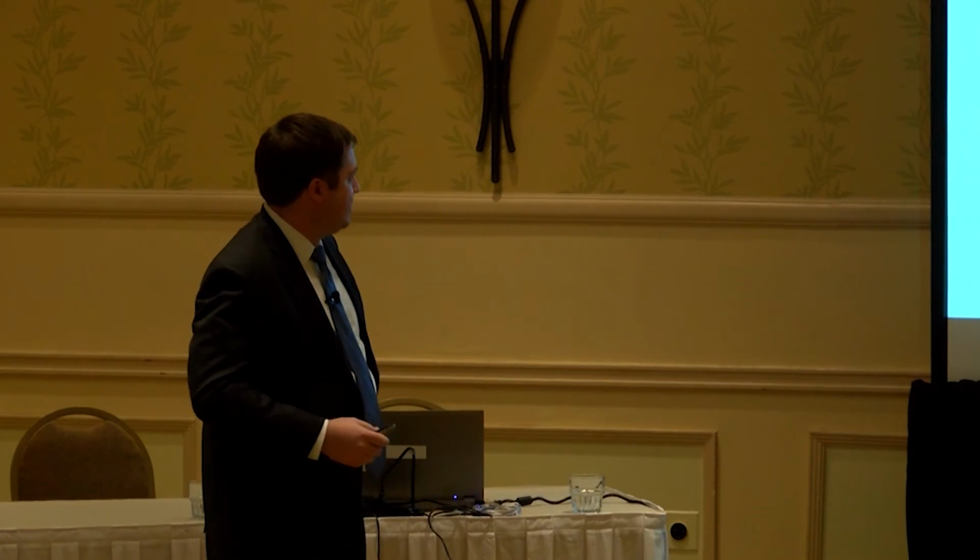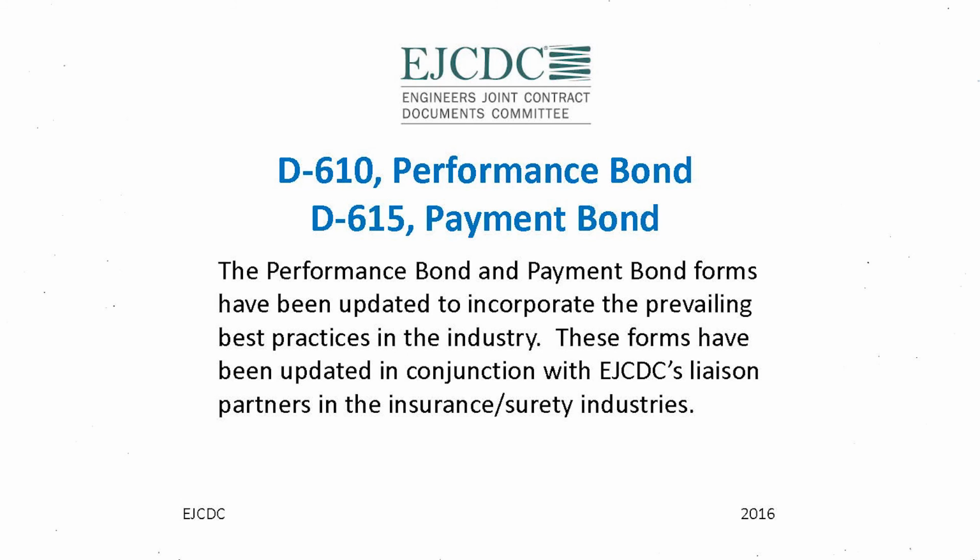For those familiar with our EJCDC documents, this D523 document is very similar to the C-Series documents that we have. There are some additional design build series documents that we've included in this family. We have the performance bond and the payment bond documents, which we've updated as well, working with the industry. I was talking earlier about the liaison organizations that we work with. We've done a lot of outreach through both the insurance and surety industries as part of these updates to make sure that we're getting the best industry practices updated and incorporated into these forms.